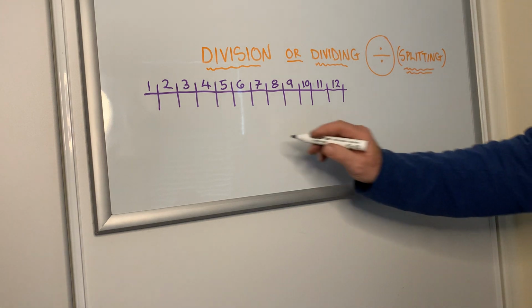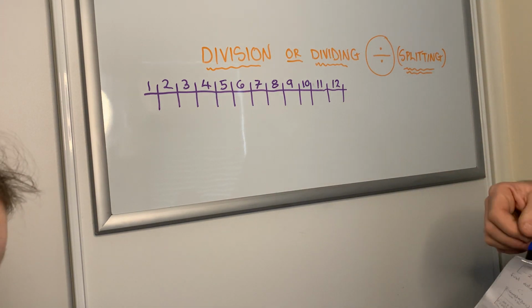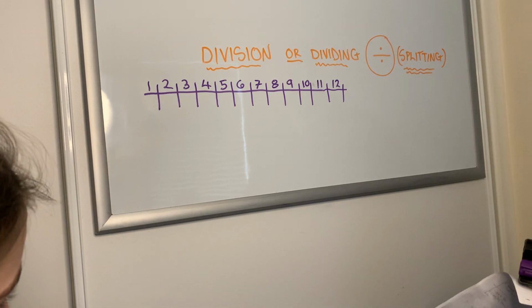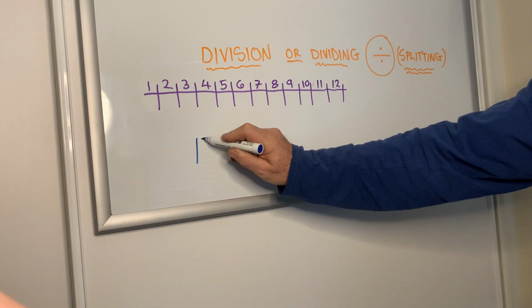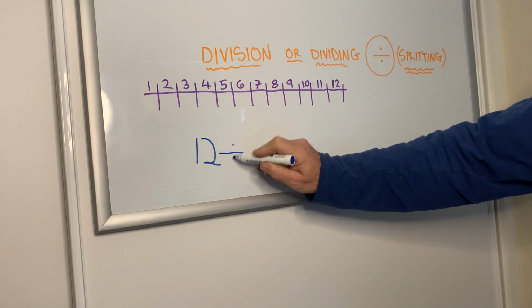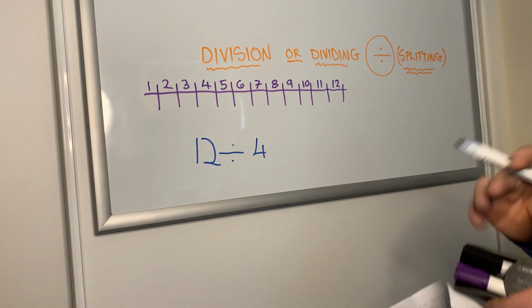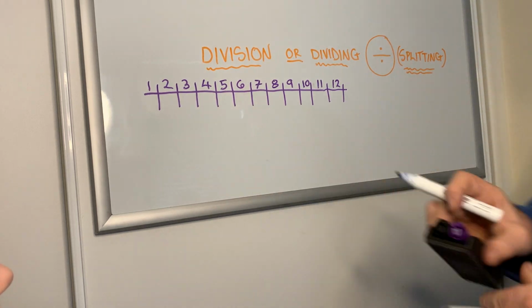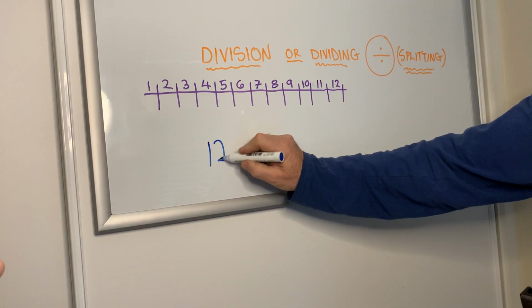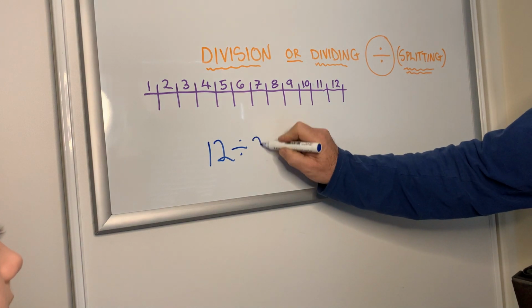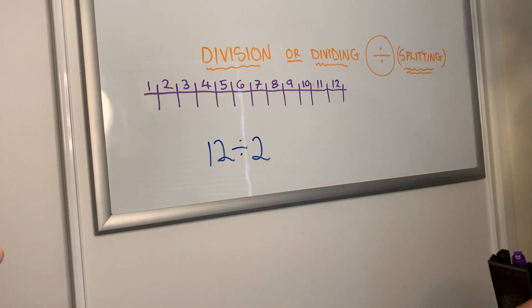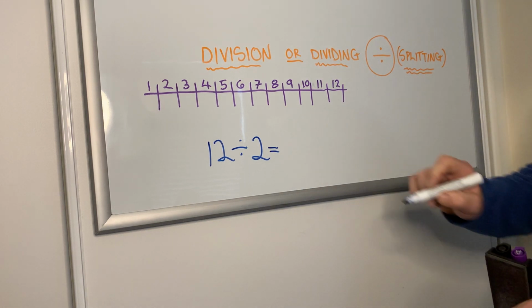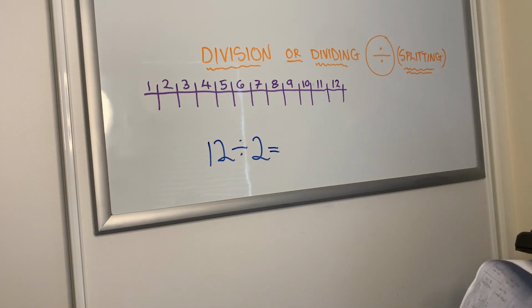Let's say for example, if I have a question like 12 divided by 4. Actually, let me change that. Let's say 12 divided by 2 is equal to, so let's have a look at what 12 divided by 2 is. Let's talk about using this number line here.